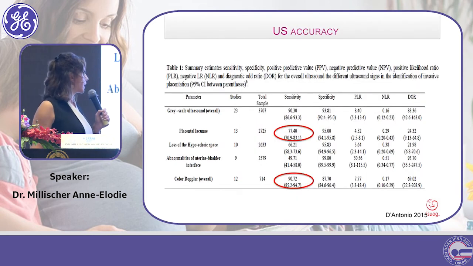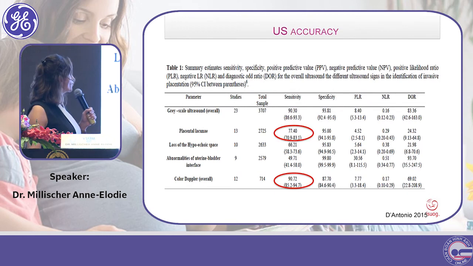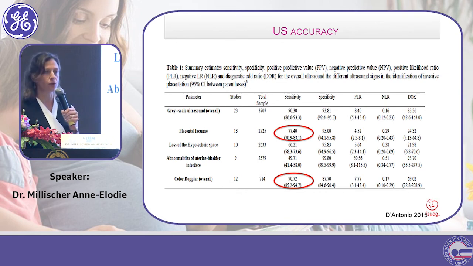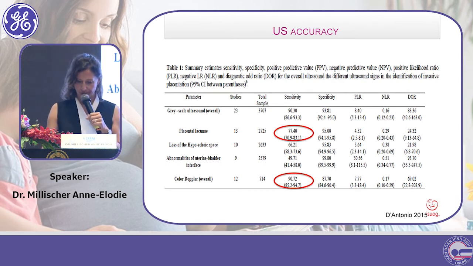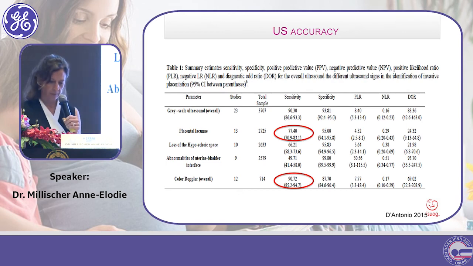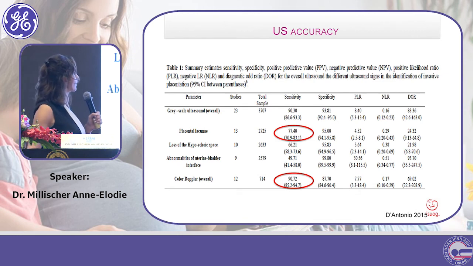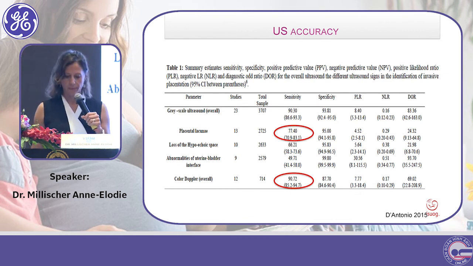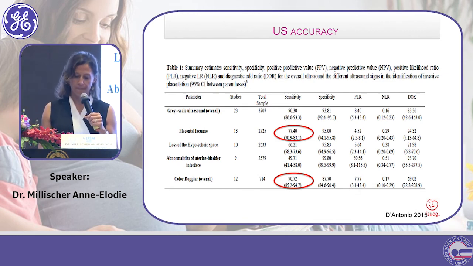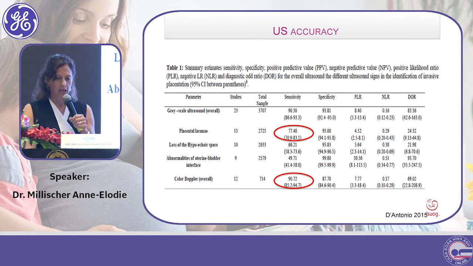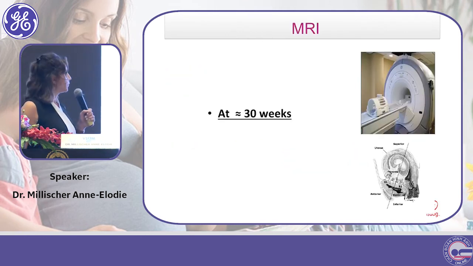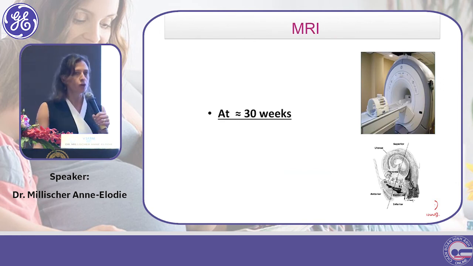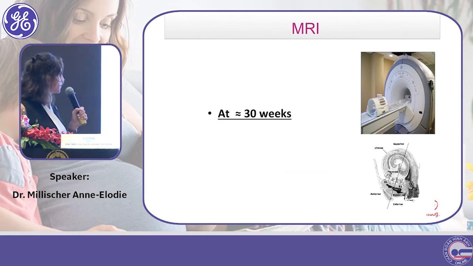The literature highlights the two main important points, the placenta lacunae and the color Doppler, with the highest sensitivity and specificity for the ultrasound diagnosis. Theo cái y văn thì có hai cái đặc điểm khá là có độ nhạy khá là cao để chẩn đoán một cái nhau cài, đó là cái lacunae và cái dấu hiệu Doppler. We'll go through rapidly with MRI just to know the aspect that it can show.